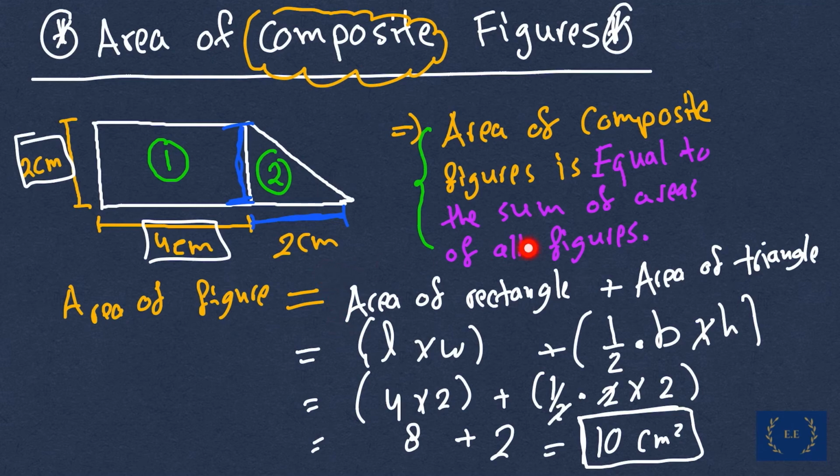So the area of the rectangle equals to length multiplied by width, and the triangle equals to half base multiplied by height. Now you could have any figure. You could have a circle connected to a rectangle, connected to a triangle, connected to a square, and the same rule applies. In order to find the area of composite figures, you have to add all the areas of all the possible figures that you can come up with within the complete figure.